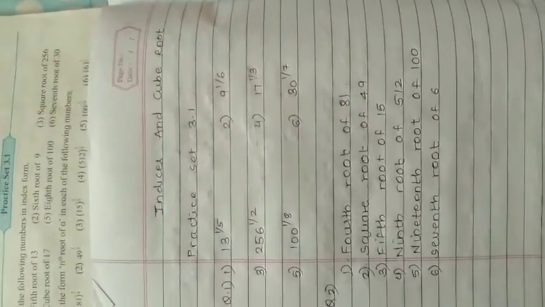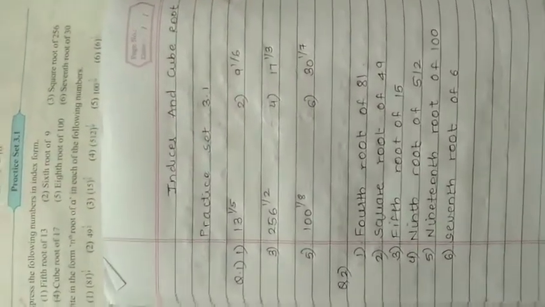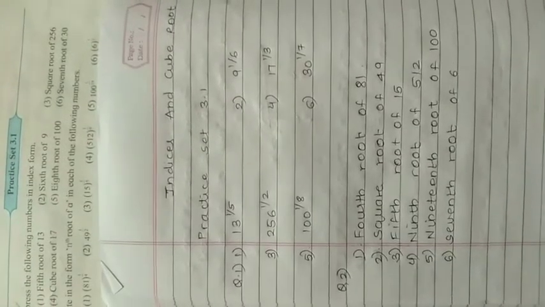Along with this, the practice set, that is 3.1, gets completed. The first question was to write in the index form. The second was to write in the nth root of a form. So both the solutions we have seen over here. Moving ahead to practice set 3.2.